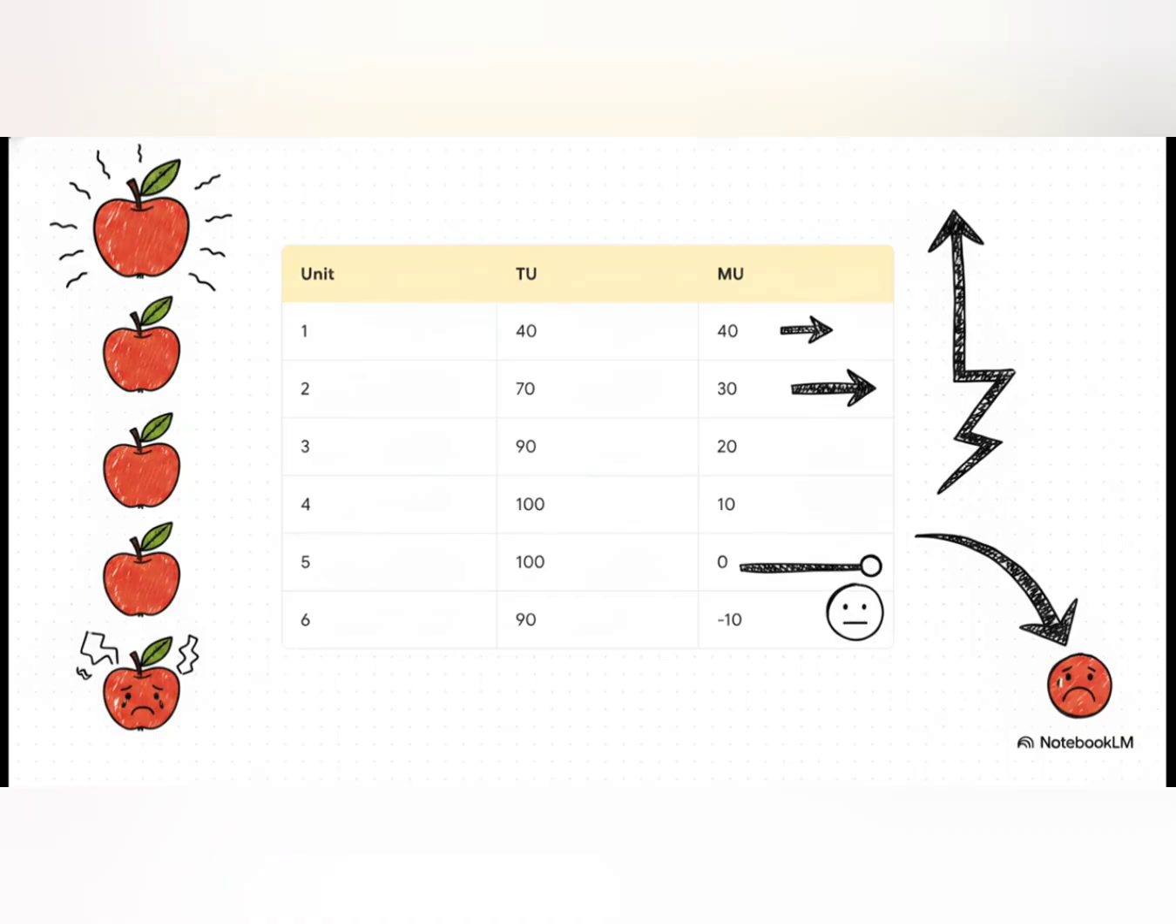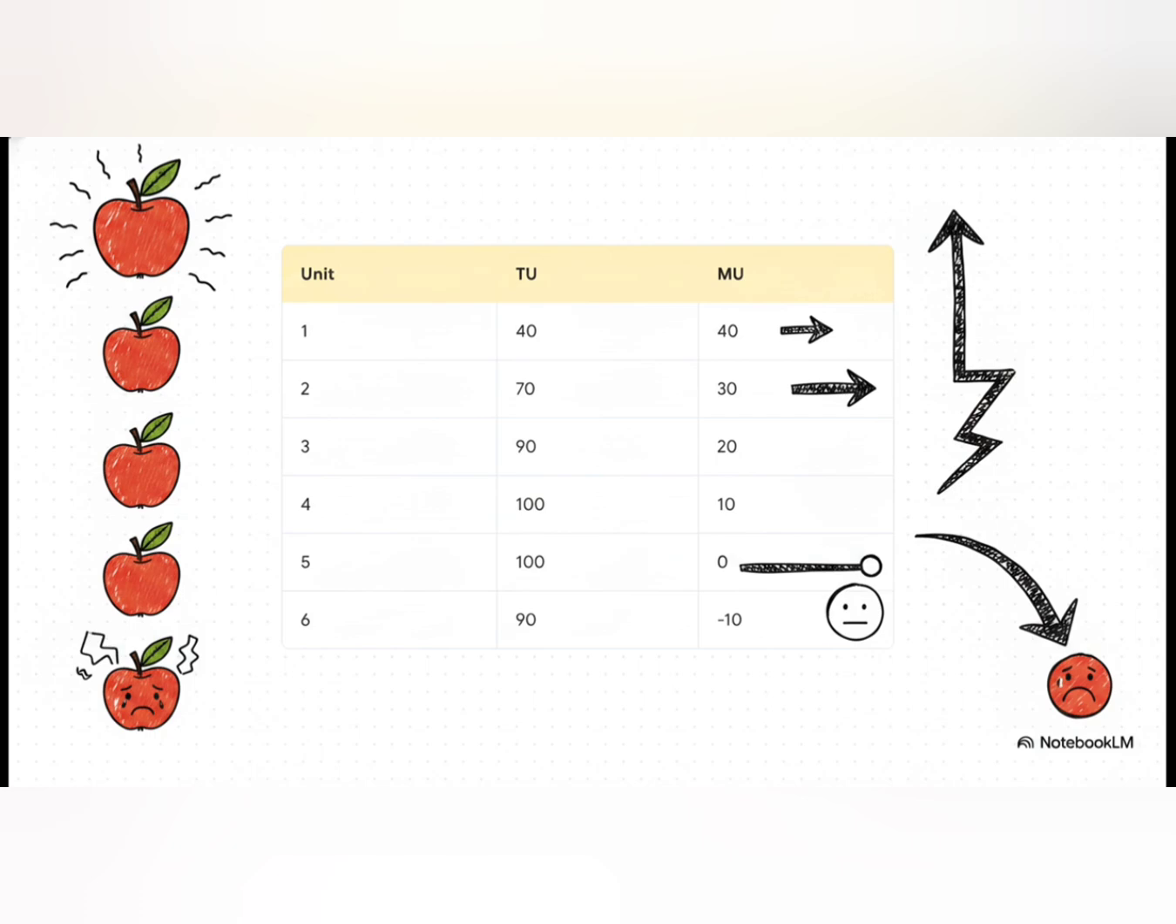Your total utility grows to 70, meaning that second apple only added 30 points of joy. The third adds 20, the fourth adds just 10. The absolutely crucial point is right here at apple number 5. Notice how your total utility stays completely flat at 100? That means your marginal utility for that fifth apple is 0. You got absolutely nothing out of it.